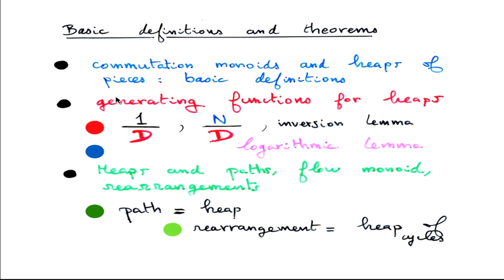Then there will be a chapter 2 with 2 basic lemmas, the generating function for HIPS and the logarithmic lemma. Then there will be a third chapter: HIPS, path, flow, monoid, and rearrangement, with a third basic lemma, path equals HIPS, and a modification of this third lemma, rearrangement equals HIPS of cycle.